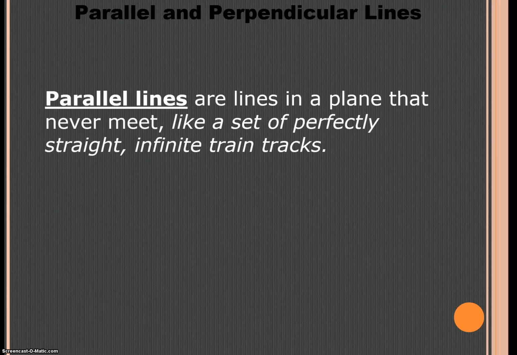And the key concepts today are parallel lines. They're lines in a plane that never ever meet. Examples would be the windows in a building, and also a train track. They're infinite, they never ever meet. The slope is also the same.